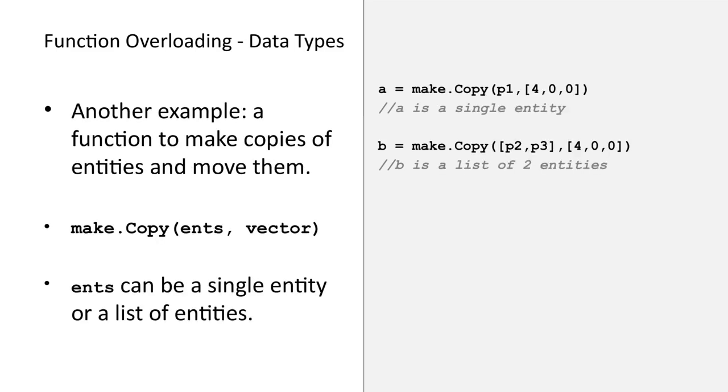Here is another example. In this example, we look at the make.Copy function. It makes copies of entities. The first argument is the entities to copy, and the second is the vector to move them by. The first argument is overloaded. You can either pass in a single entity, or a list of entities. The data types of the first argument can therefore be different. The data type can be a single entity ID or a list of entity IDs. If it is a list, then the function would have to iterate over the entities in the list.